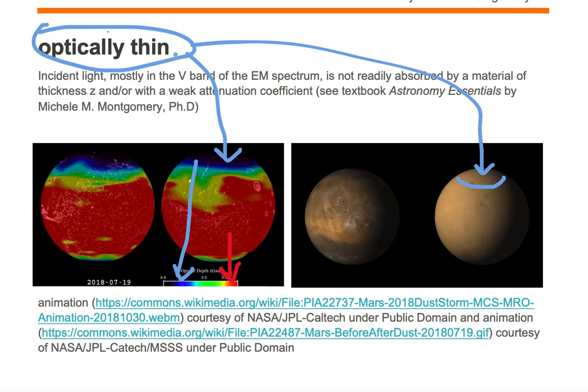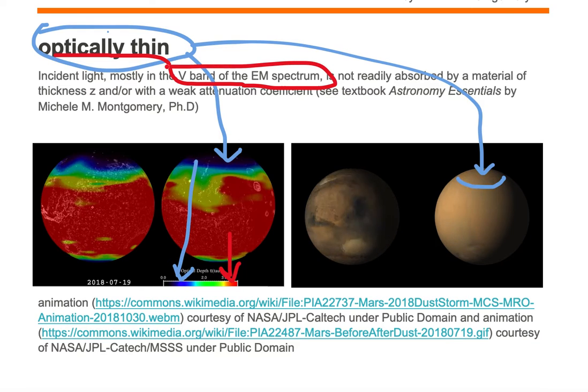Let's break down optically thin. First of all, let's look at the word optically. Optically means mostly in the V-band of the electromagnetic spectrum. It includes a little bit of the infrared band. So optically is optics, what your eyes would normally see, which is in the V-band.